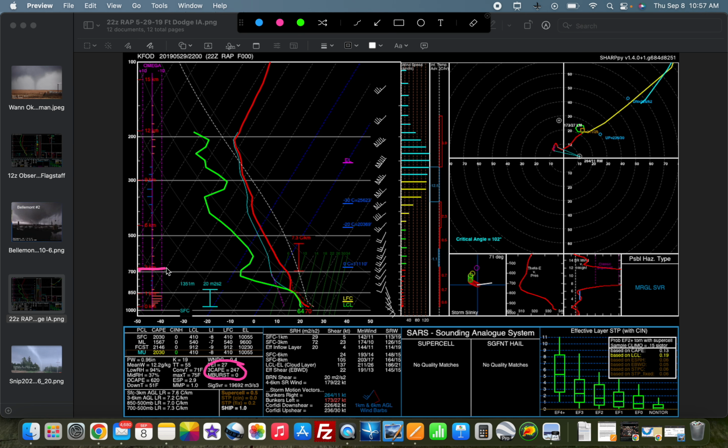But take a look at this. This is our 3 kilometer layer here. Look at all that instability in the lowest 3 kilometers. Very sort of fat CAPE there. That's why we get such a high 0 to 3 kilometer CAPE value here. 247 is pretty much off the charts.